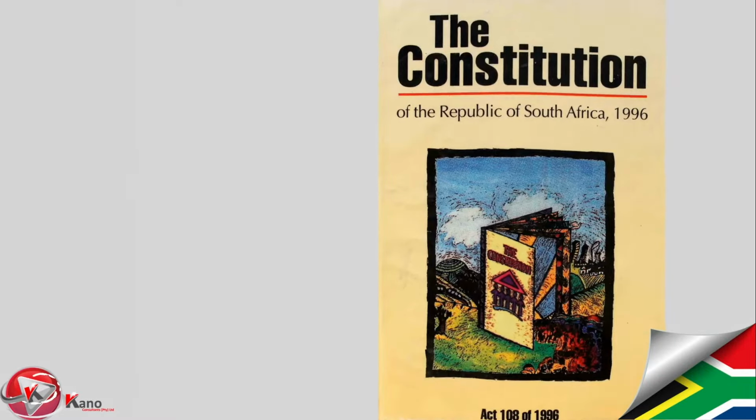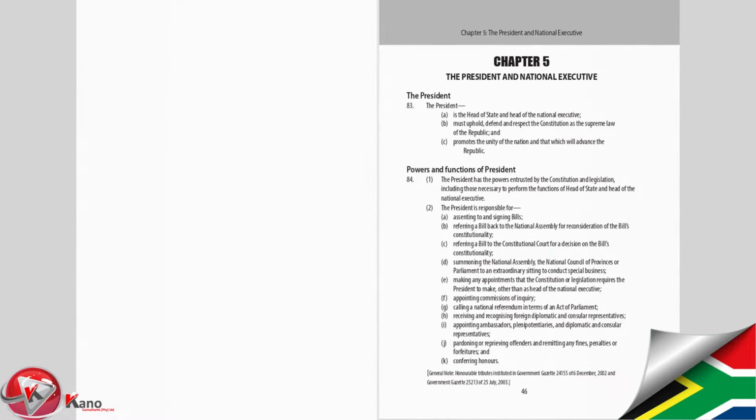Now, back to the various chapters of the Constitution. Chapter 5 defines the structure of the national executive and the powers of the president. The national executive consists of the president, the deputy president, and cabinet ministers. It is important to note that the president cannot exercise any power which is not conferred to him or her by law. The exercise of that power must, however, be rational.